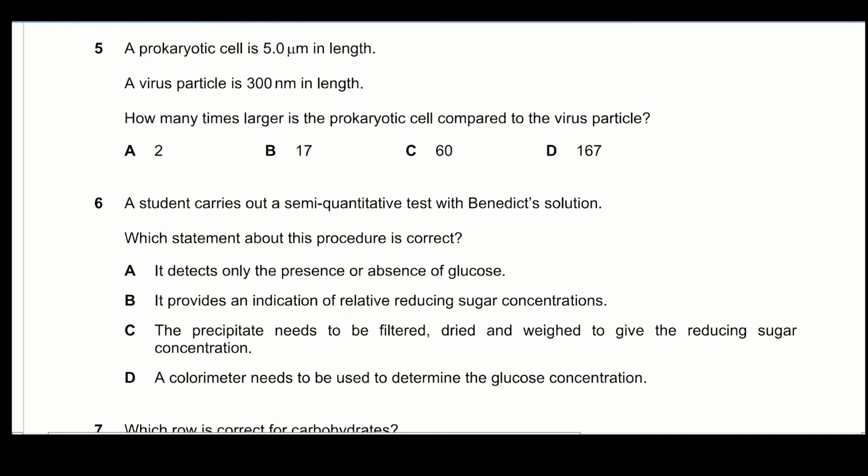5. A prokaryotic cell is 5 micrometers in length. A virus particle is 300 nanometers in length. How many times larger is the prokaryotic cell compared to the virus particle? First of all, we have to convert both of these into the same unit. In this case, I'm going to be converting from micrometers to nanometers by multiplying by 1000, giving us 5000 nanometers. Then we divide 5000 nanometers by 300 nanometers. Gives us 16.6. Rounding, it's going to give us 17, so the answer is going to be B.